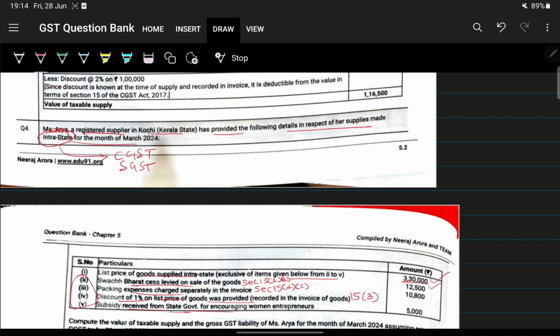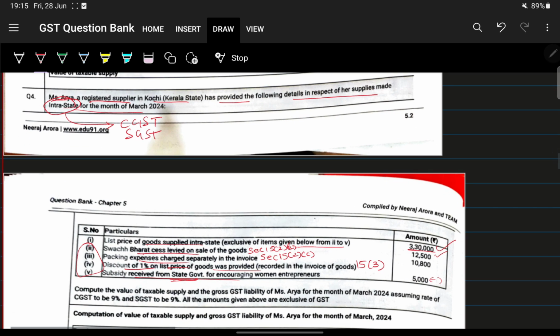Next, subsidy received from state government for encouraging women. Okay, this is received from state government. It doesn't matter for what it is given, irrespective of what the reason is. If it is from state government or central government, or basically if it is given from the government and it is price linked, we're just going to assume that this is a price linked subsidy. Okay, and then we're going to subtract it. Okay, this is to be subtracted.